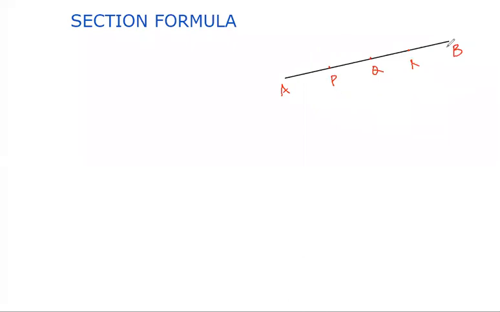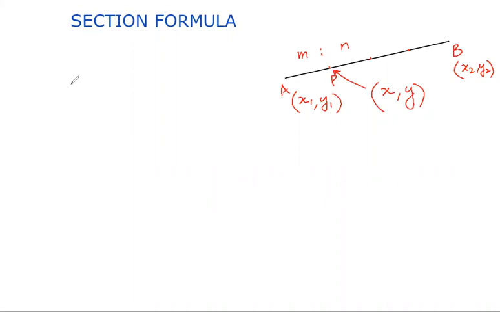Now, having understood the meaning of ratio, we can go further and generalize. Let us say point P is dividing the line AB in the ratio m:n. m and n are some real numbers. If the coordinates of A are known, let's say the coordinates of A are x1, y1, and the coordinates of B are x2, y2, section formula helps us to find out the position of point P. That means the coordinates of P, let's imagine, are x and y.